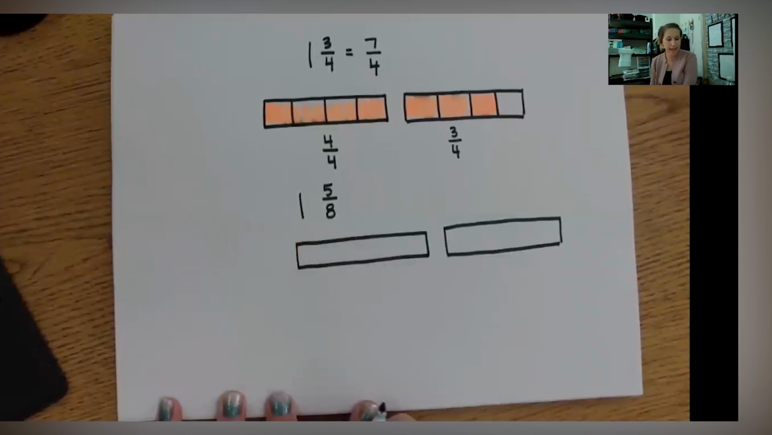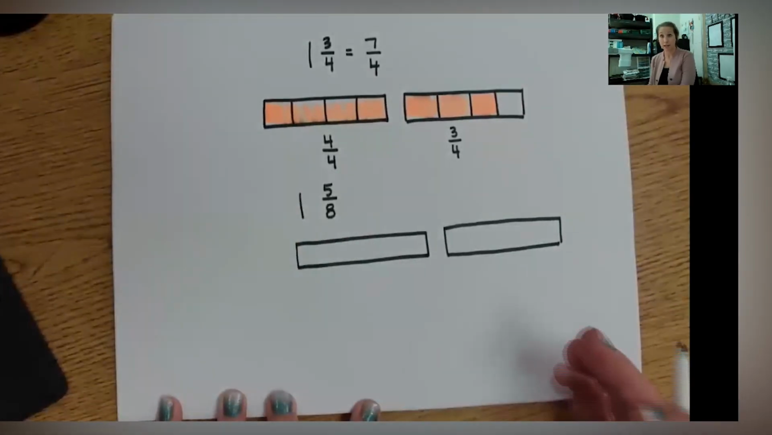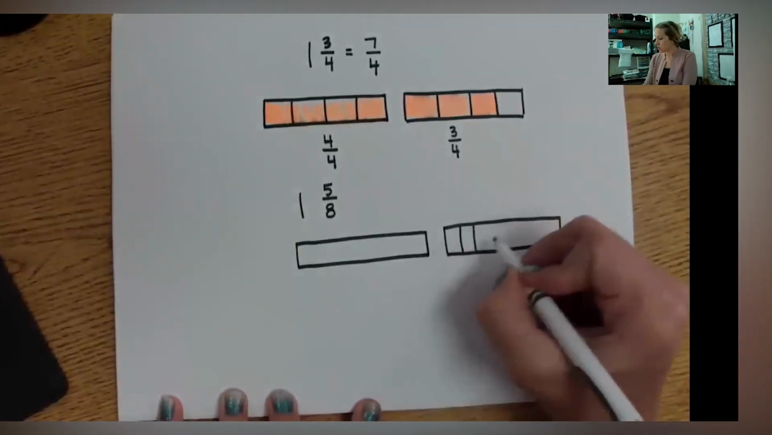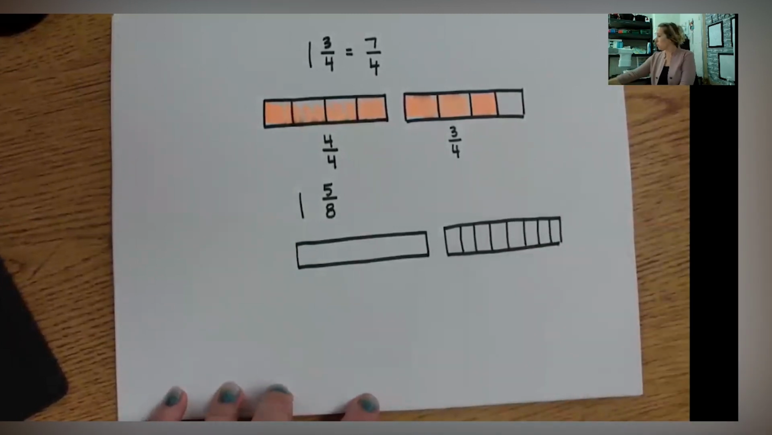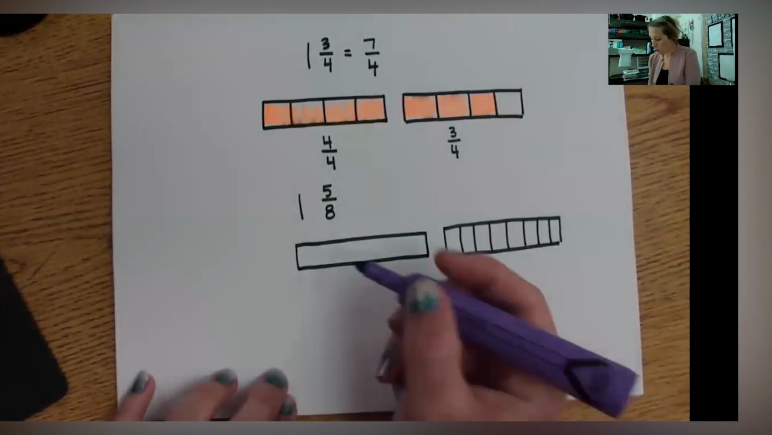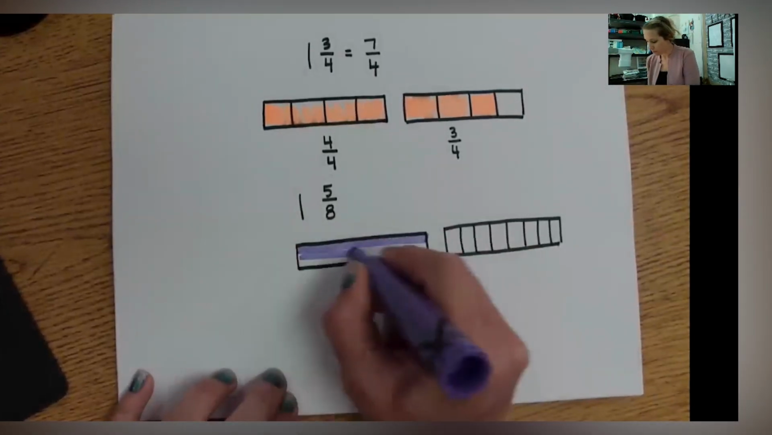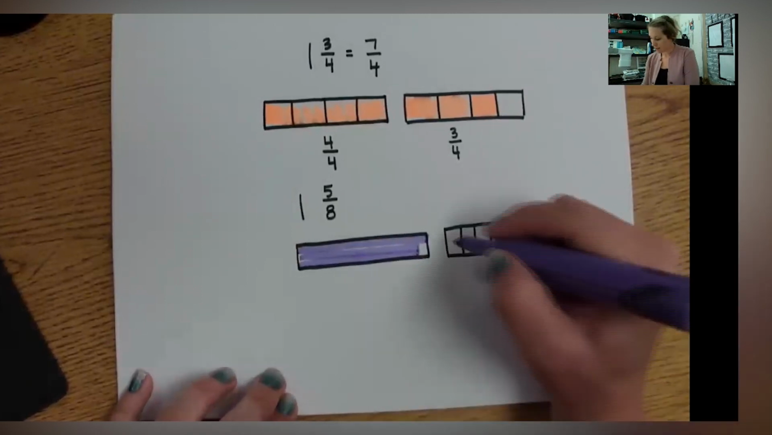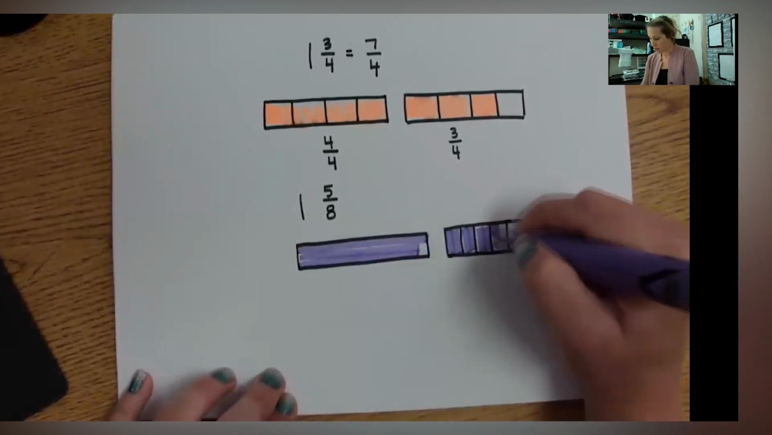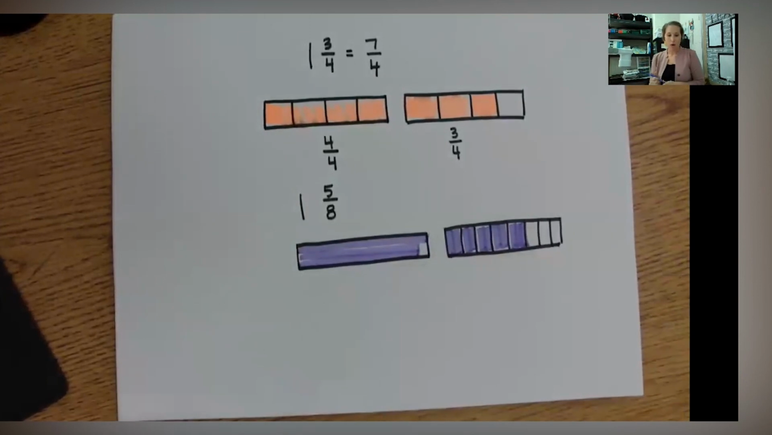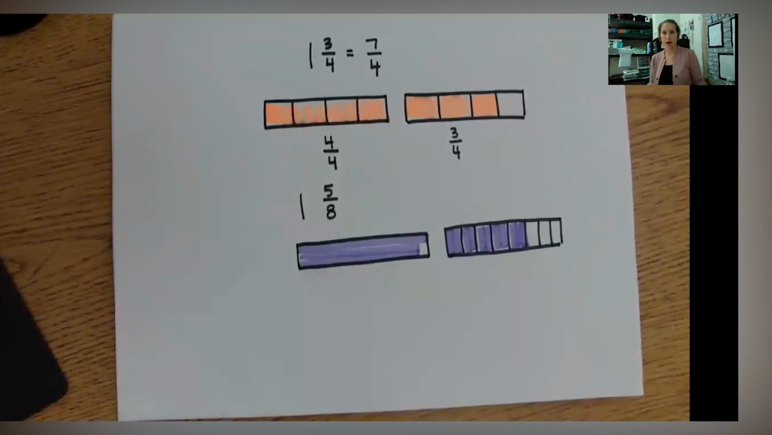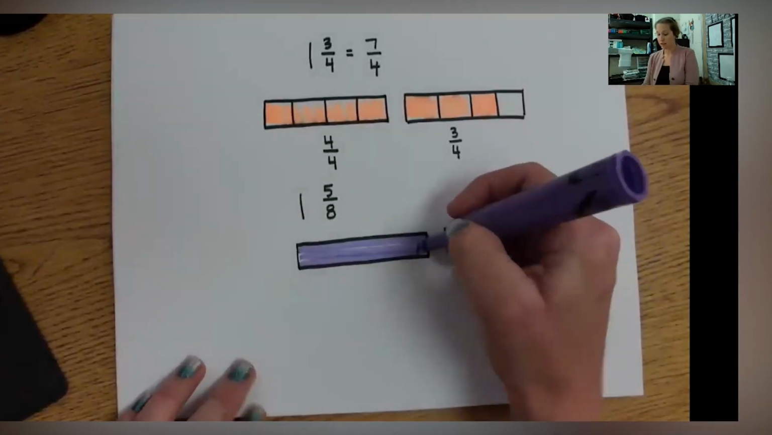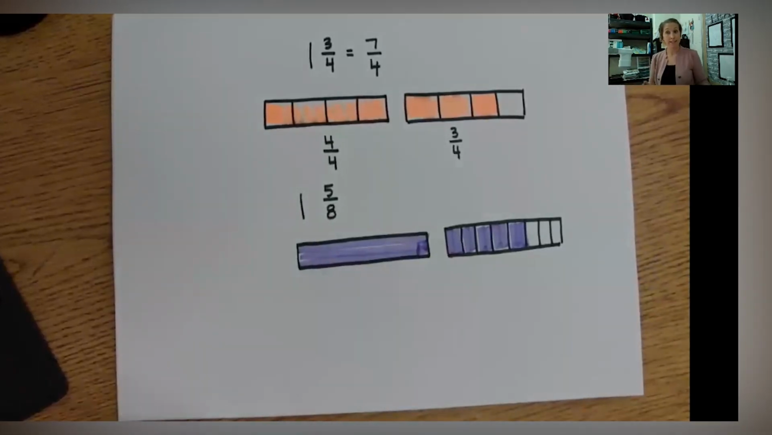Did I hear you say eighths because our denominator is 8? Well done. 1, 2, 3, 4, 5, 6, 7, 8. So we have 1 whole and 5/8. Now, what can I do to my whole to represent this in a different way? That's right, I could cut it into 8 pieces because it's going to take 8 pieces to make the whole.